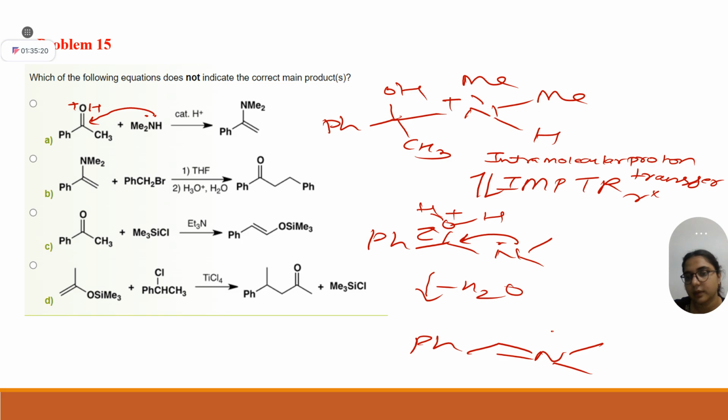Okay, I hope you understood this. Clear? Yes, ma'am. So the first is correct. They are asking which does not indicate the correct main product. Is the second correct? Iminium ion can be transformed to ketone after workup and hydrolysis. Is the second correct?